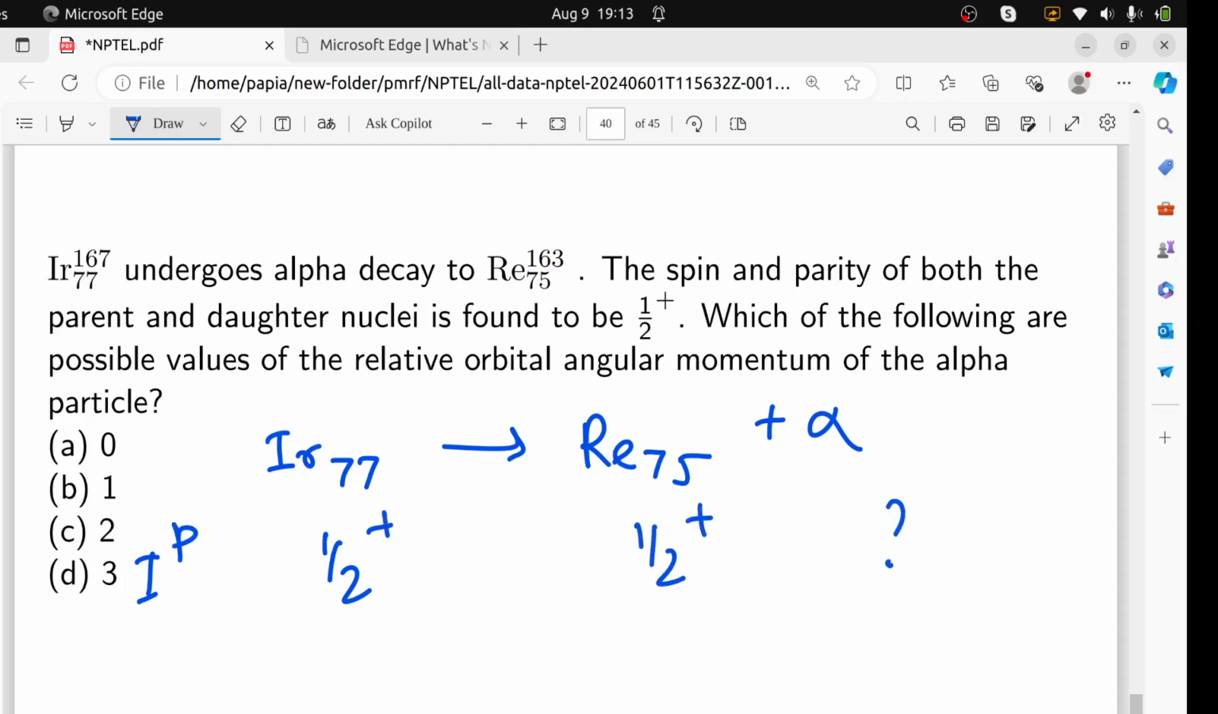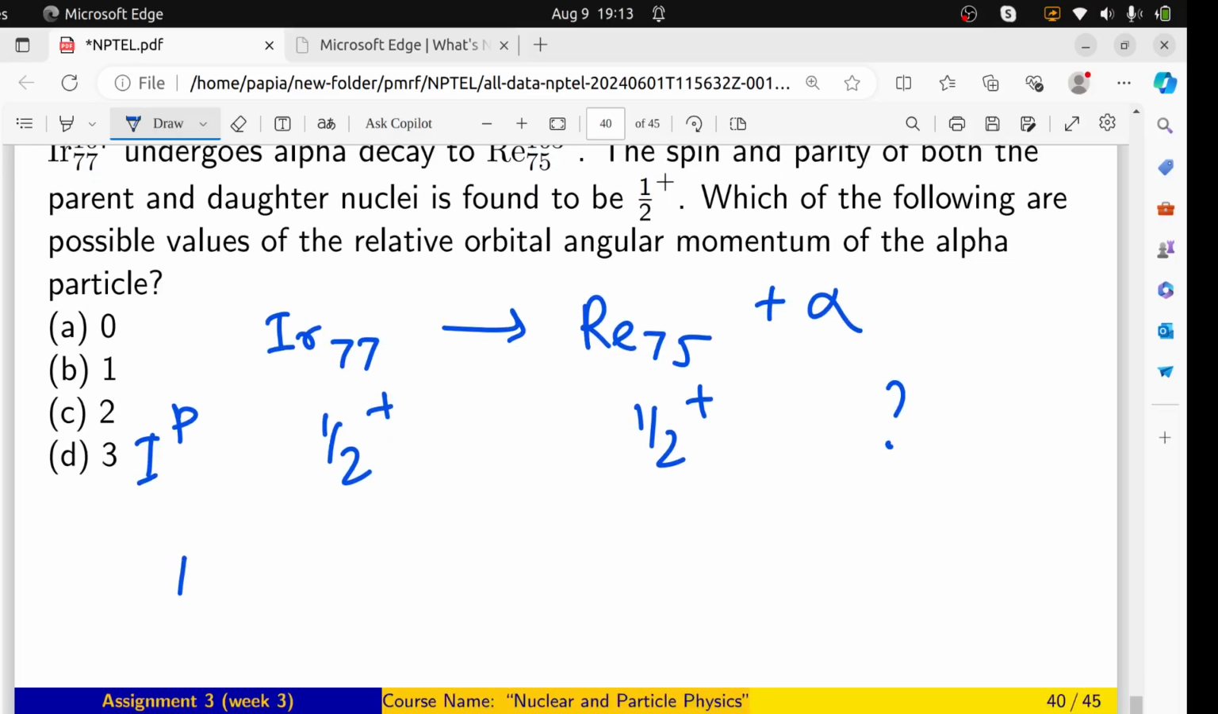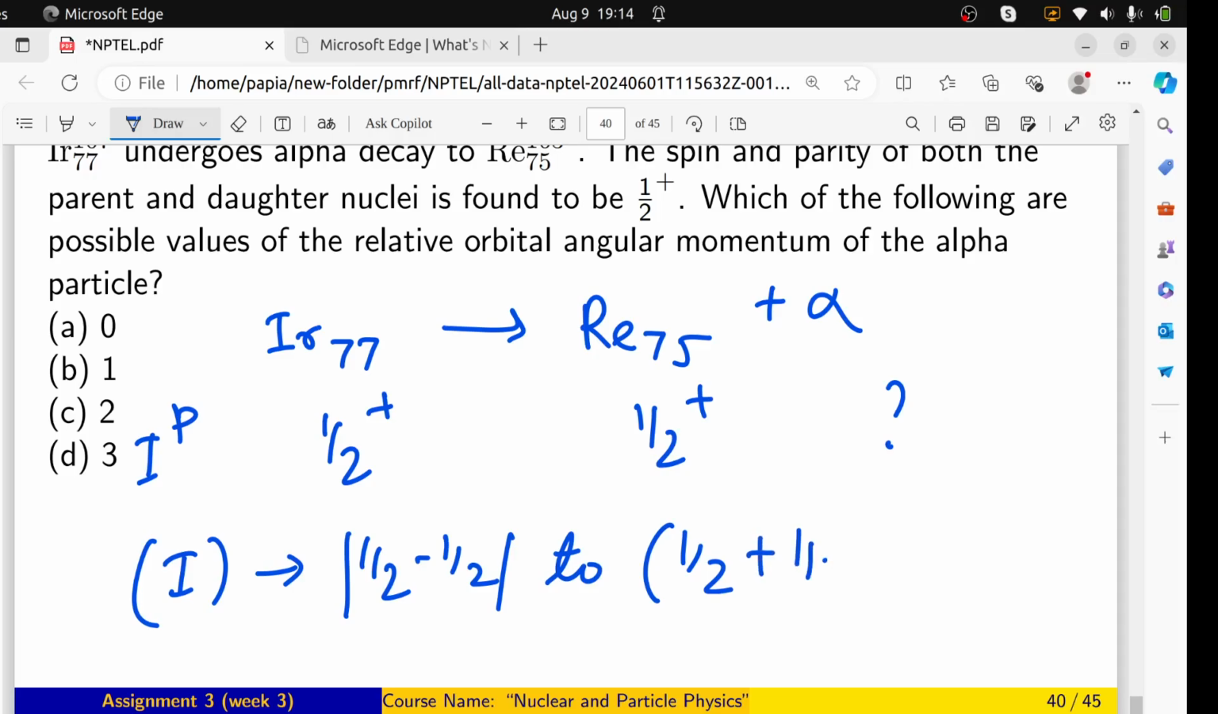We don't know about this one. So coming to the I right now, I can have from the I conservation law. So what will be the value of I for alpha? It will be half minus half to half plus half. So 0 and 1 can be the value. So L of alpha can be 0 as well as 1.